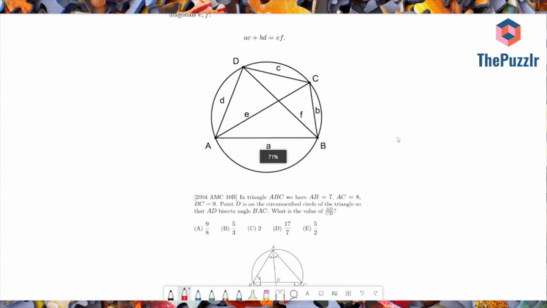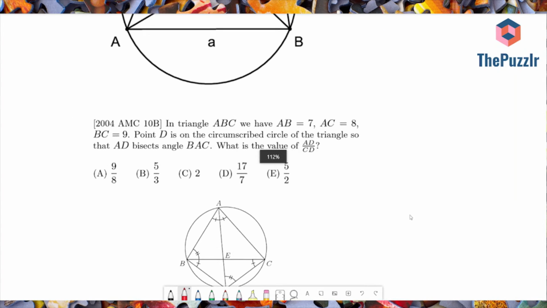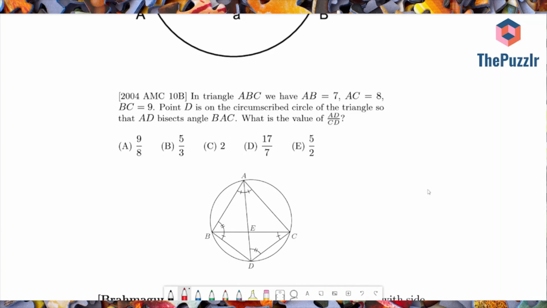Let's see what that means in a specific problem. In triangle ABC, we have that AB equals 7, AC equals 8, BC equals 9. I won't label that, I'll just say BC equals 9. Point D is on the circumscribed circle, so I already drew in the circumscribed circle of the triangle, so that AD bisects angle BAC. Okay, one thing you need to know about cyclic quads is that if two angles subtend the same arc, or arcs of equal length, then the angles are equal.